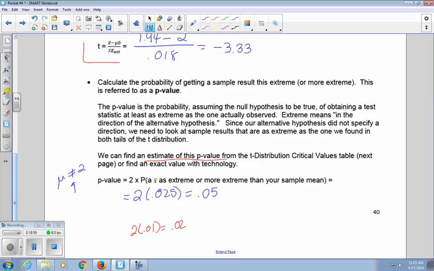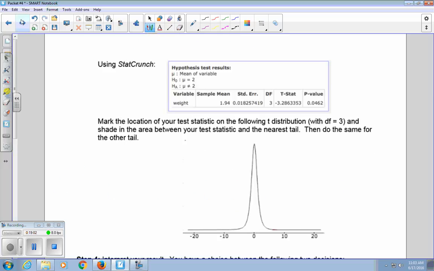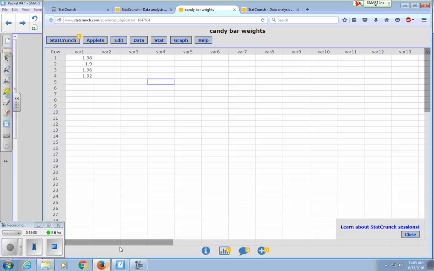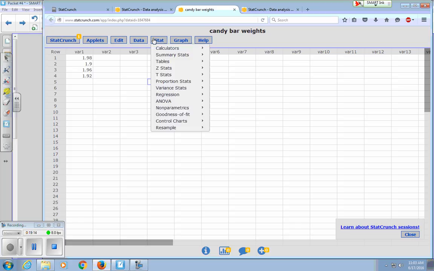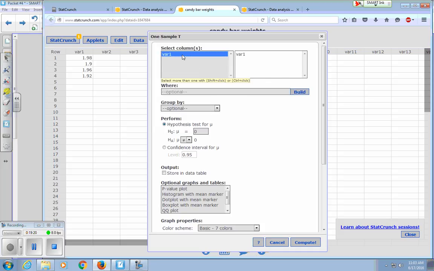Okay, so on the next page, you can see the StatCrunch output right here. I'm going to switch over to StatCrunch quickly and show you that I have the 4 candy bar weights here. If you go to Stat, T-statistics, one sample with data, I want variable 1. I'm doing a hypothesis test to see if my mu is equal to 2. My alternative hypothesis is that it's not equal to, so I'm telling it that. And I'm going to just put the p-value plot on because it's nice to look at.